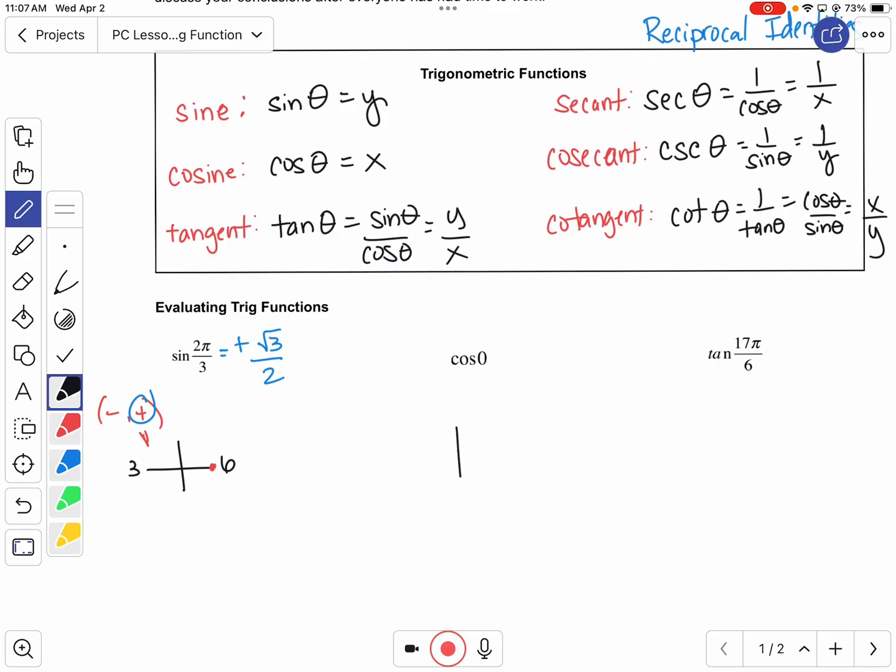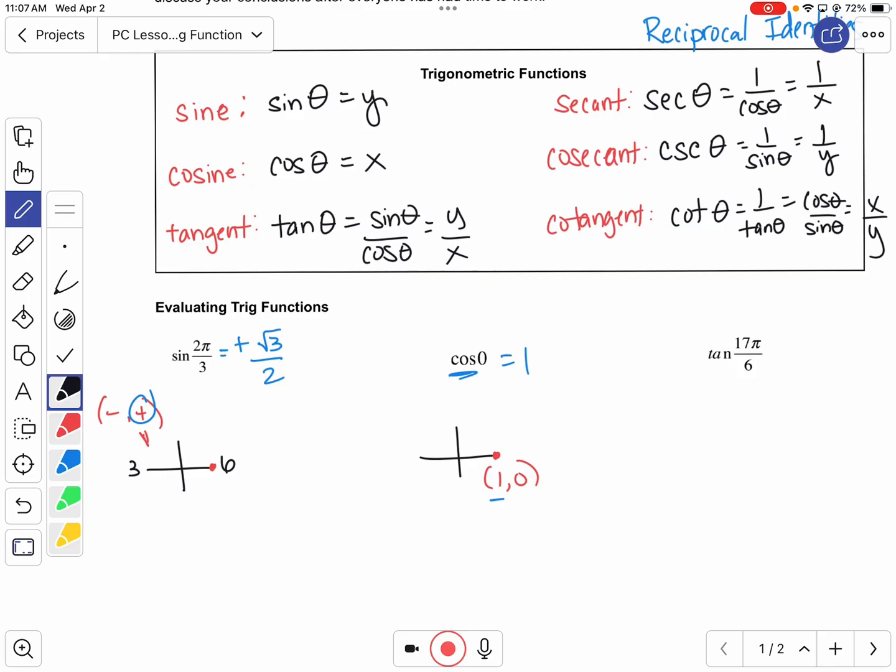All right, let's look at the next one. Cosine at 0. Where is my 0 arc length? It's at A. What ordered pair is sitting right there? 1, 0. I'm doing cosine, so which coordinate do I want? I want x. The answer is 1.